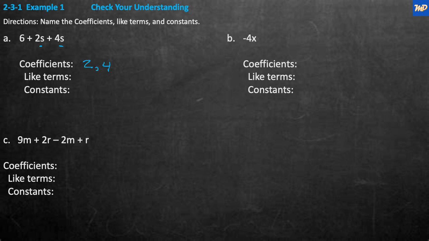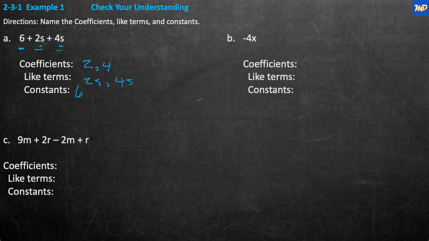The like terms, I kind of mentioned that a second ago, are the s's. In this case, it would be the 2s and the 4s. You can add 2s and 4s together and you get 6s. So they're like terms. Those are the like terms. And then the constants, there's only one constant, and the constant is right here. The definition earlier said a constant is a number that has no variable. So here's the constant, 6. 6 is our constant.